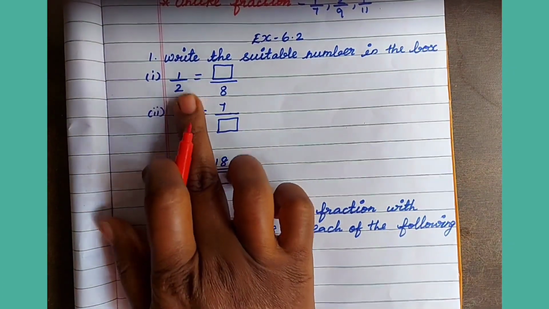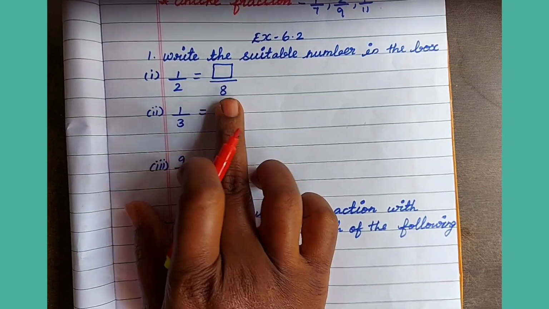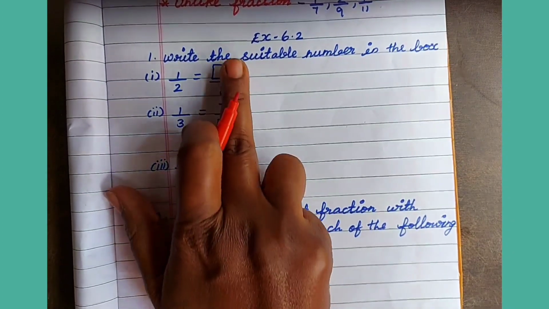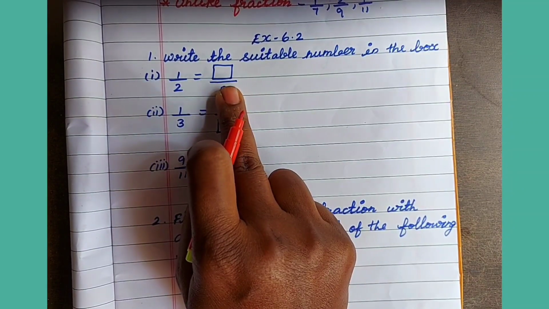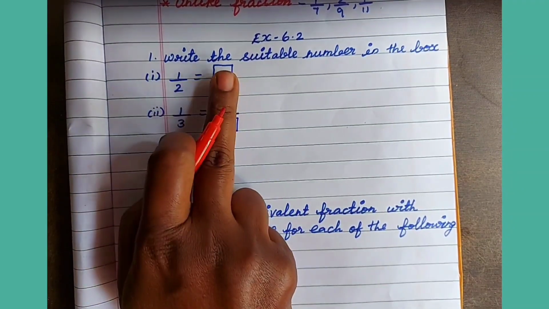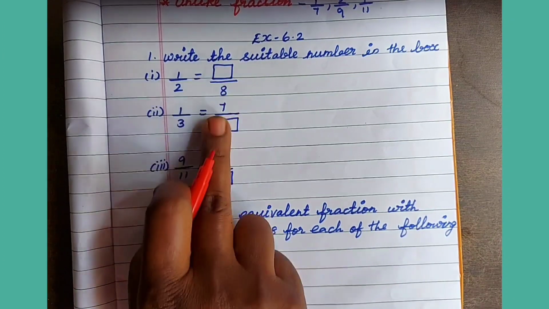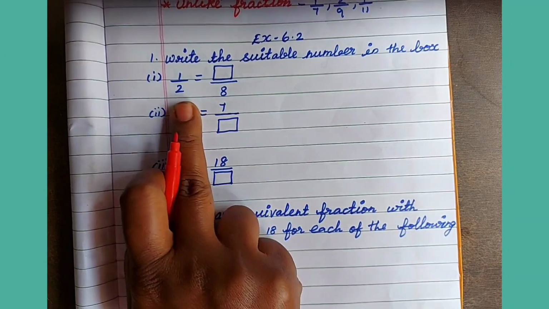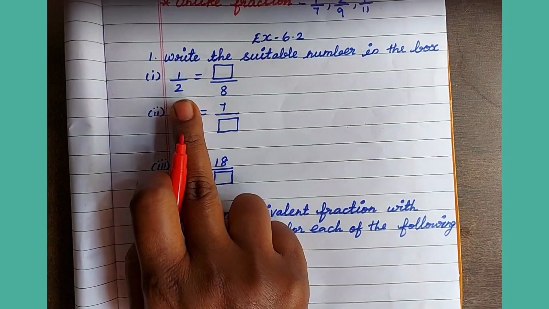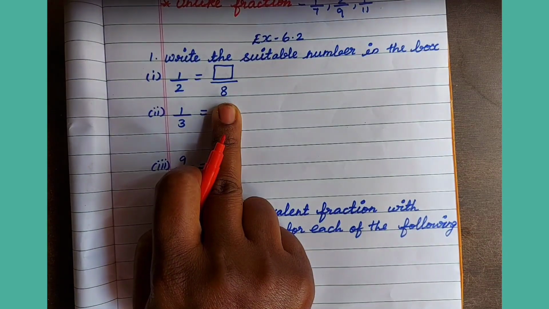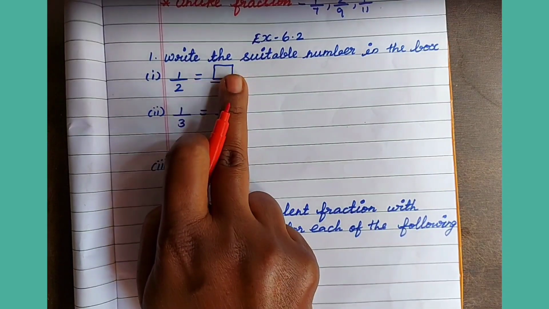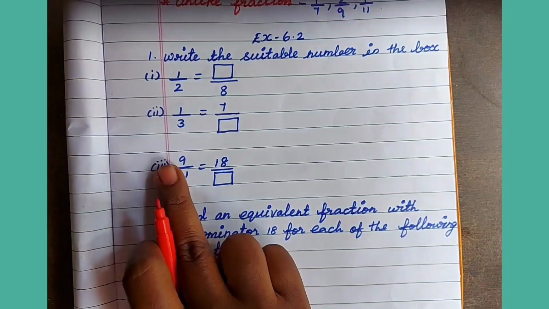First question, 1 by 2 is equal to box divided by 8. So one number is missing. 1 by 2 equals this fraction means the numerator value is missing, the denominator value is given. So children, see the denominator value, this is 2, this is 8. So we must find the right number for the box.